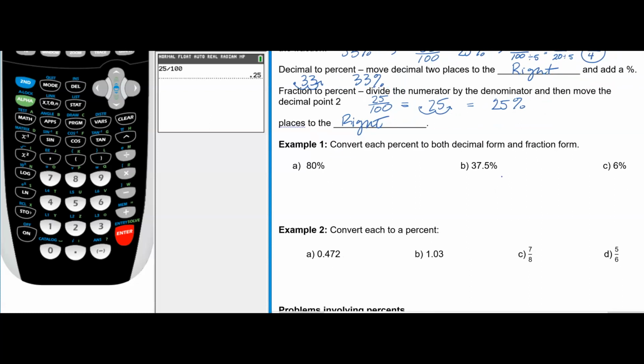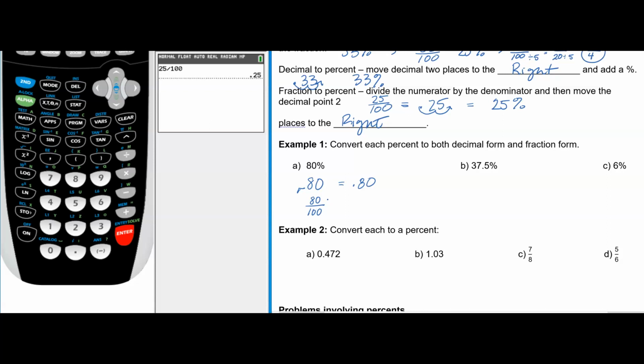Okay, so for 80%, we're going to drop the percent sign. We're going to write the number 80, and then we're going to take the decimal, which is to the right of the number, and we're going to move it 2 spots to the left. And so that's going to be 0.80. So there's our decimal, okay? And then for our fraction, we're going to take our percentage, 80, and we're going to write it over 100. So 80% is the same thing as 80 over 100. And then we're going to reduce it until we can't reduce anymore.